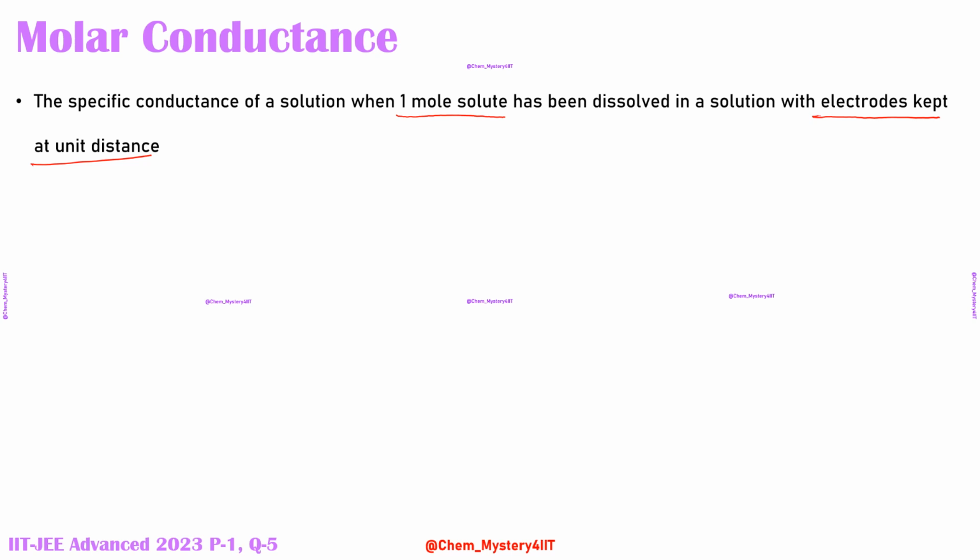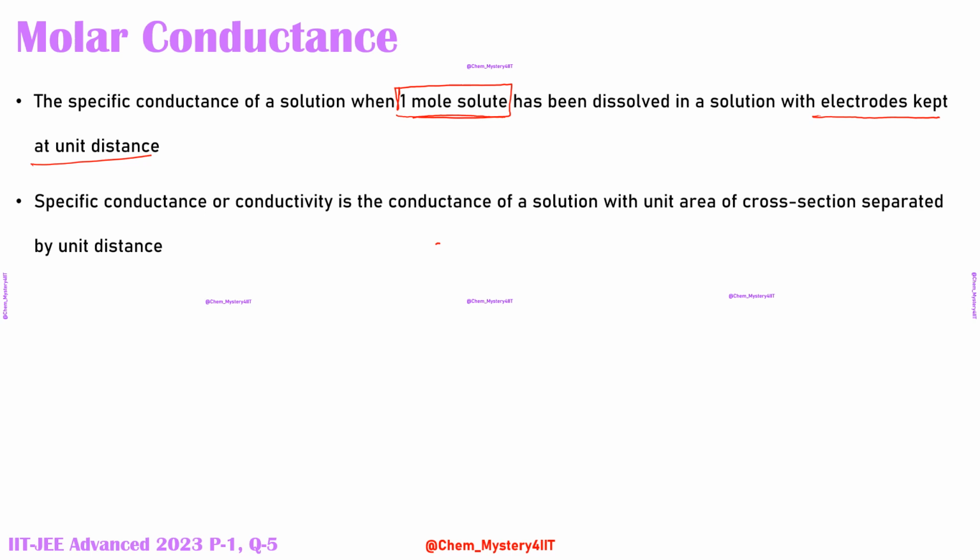The specific conductance of a solution when we have taken 1 mole of solute, we call molar conductance. A similar term is equivalent conductance, and that is when you have 1 gram equivalent of solute put between electrodes which have unit area of cross section and which are separated by unit distance. Talking about specific conductance or conductivity, this is defined as the conductance of a solution which has unit area of cross section and which are separated by unit distance.